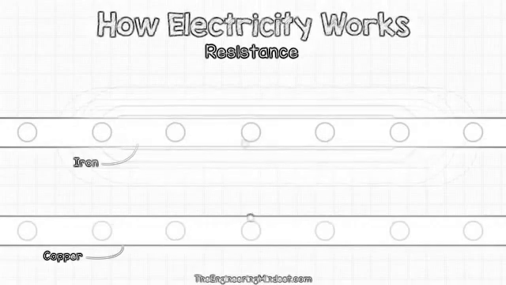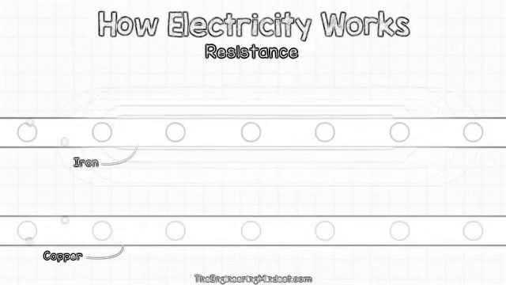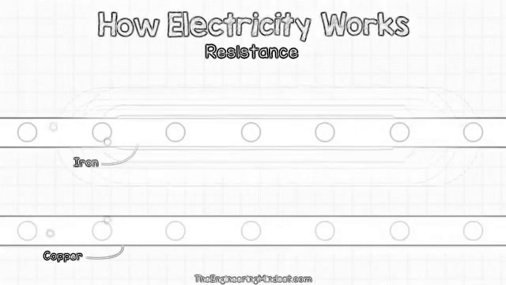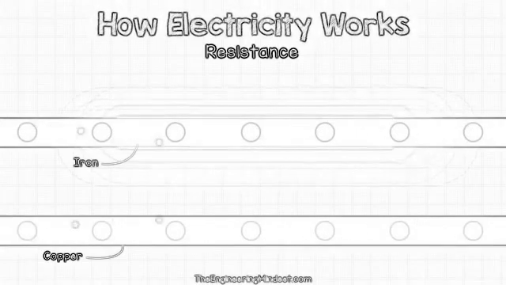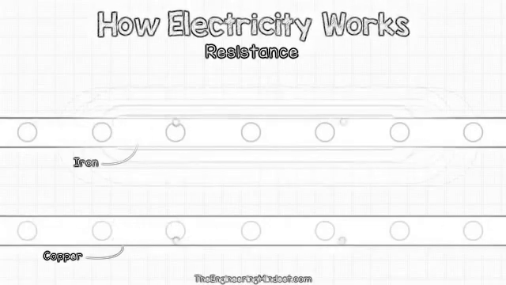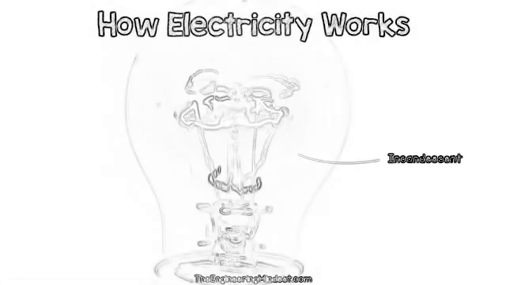Resistance occurs when electrons collide with atoms. The amount of collisions is different from one material to another. Copper has a very low collision rate, but other materials such as iron will have many more collisions. When collisions occur, the atoms generate heat, and at a certain temperature the material will start to produce light as well as heat, which is how incandescent lamps work.